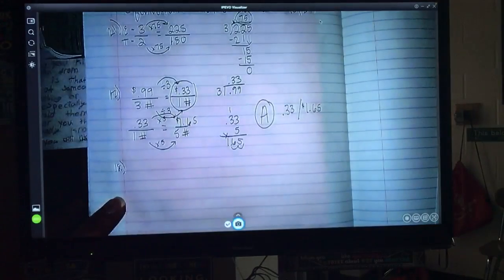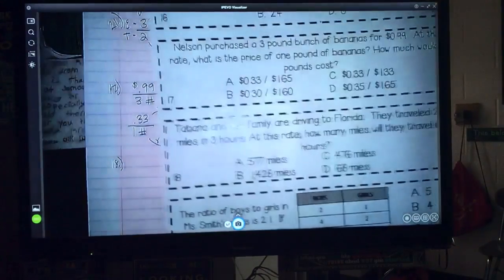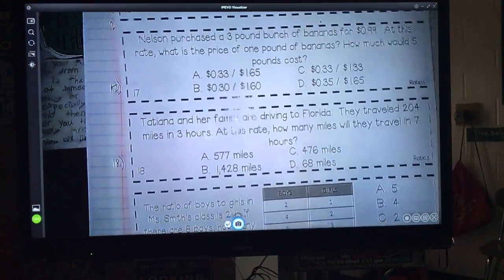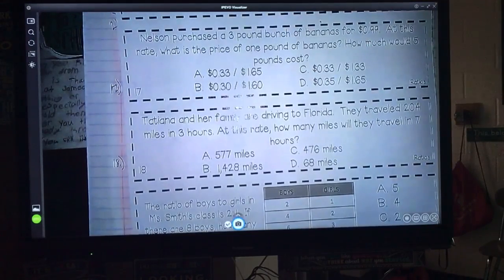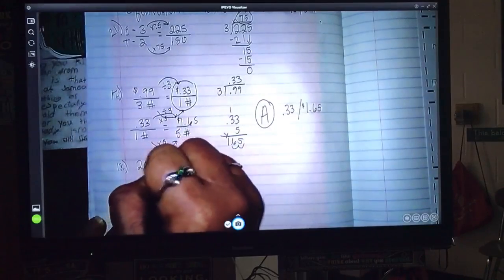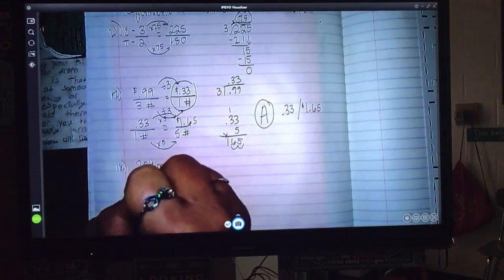Number 18. All right, so number 18 says Tatiana and her family are driving to Florida. They travel 204 miles in 3 hours. At this rate, how many miles will they travel in 7 hours? All right, so we have 204 miles in 3 hours.